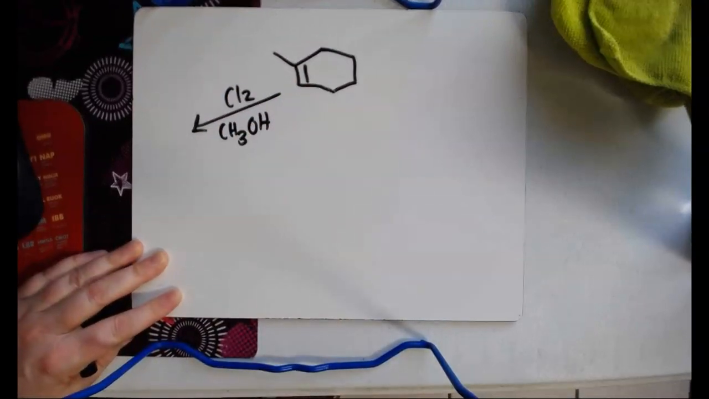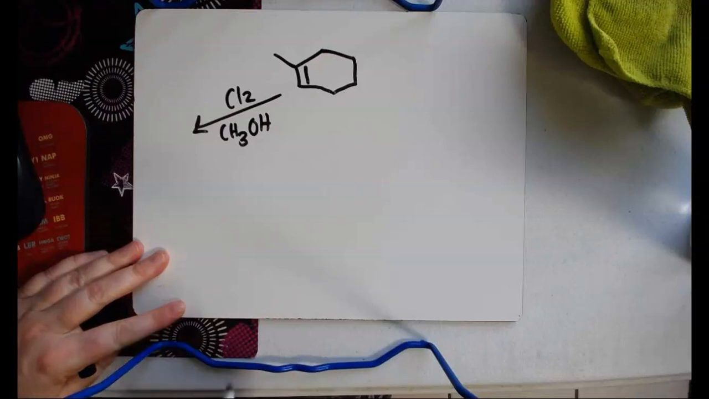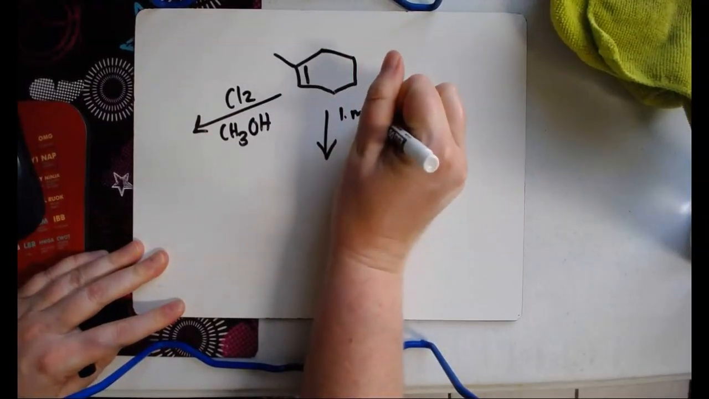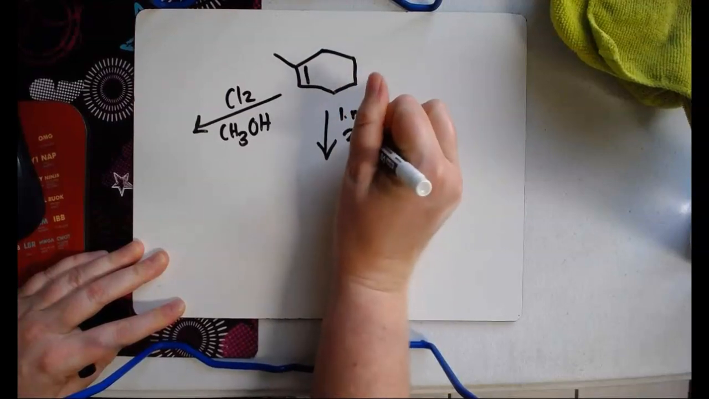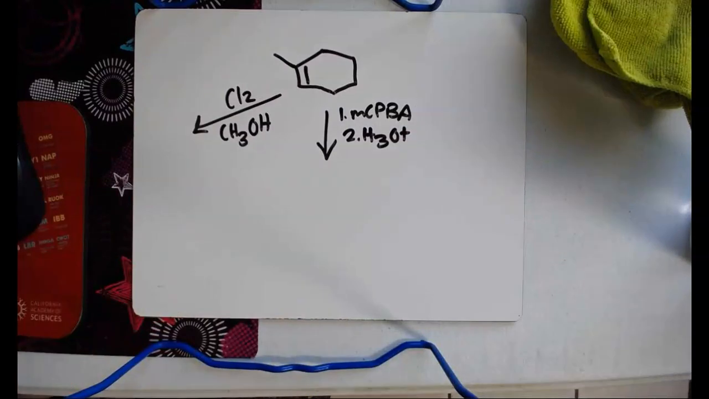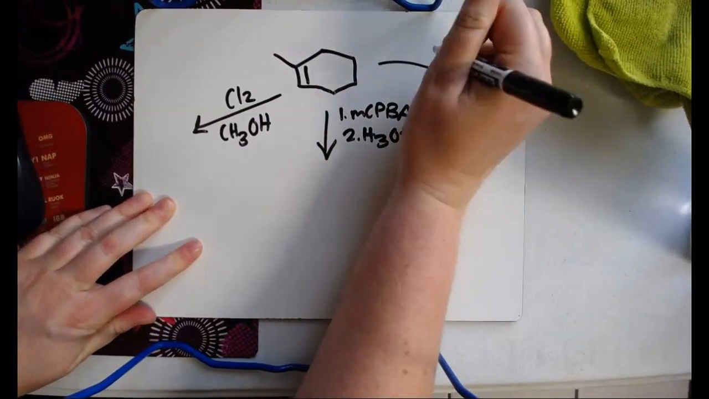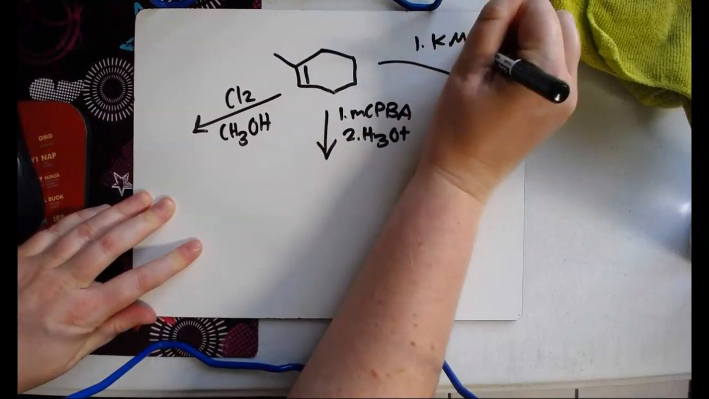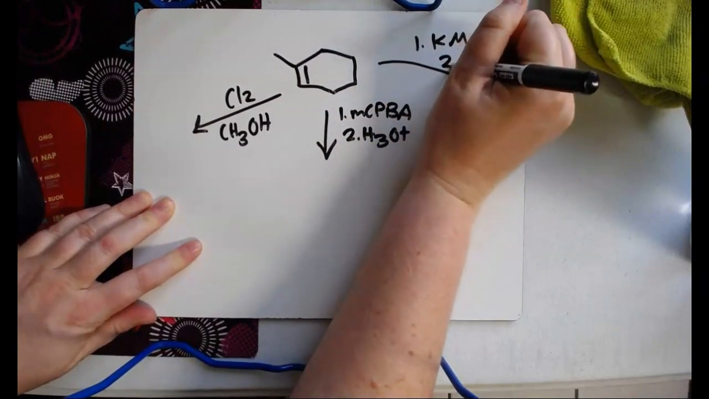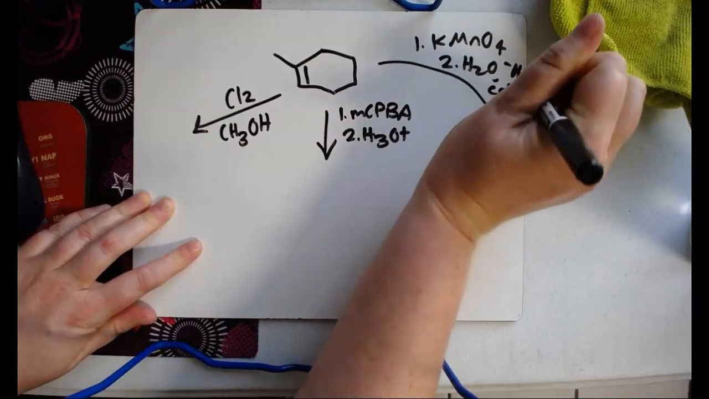So we're going to start with our cyclohexene. We're going to react it with Cl2 with CH3OH, that is methanol. In another reaction, we're going to react it with MCPBA, and then in the second step, hydronium. And I have my arrow curving over here. We're going to react our third reaction with KMnO4, water, hydroxide under cold conditions.